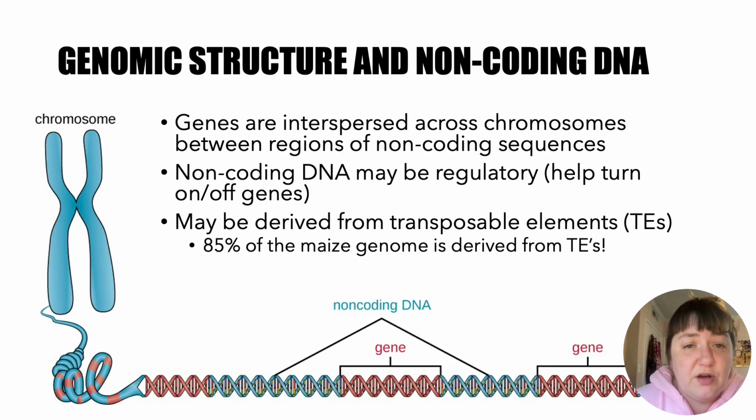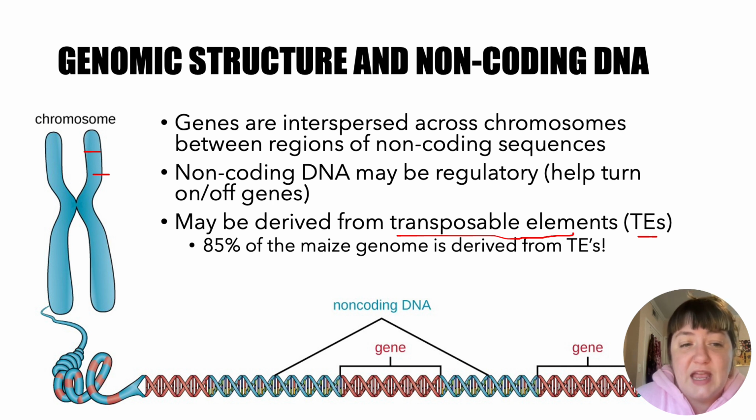There's also non-coding DNA in the genome overall. On a chromosome, genes are interspersed in different locations across the chromosome, and in between you'll find regions of non-coding sequences. Sometimes this is called junk DNA, but it does serve some purposes. It can be structural and maybe regulatory. It could help turn genes on and off. A lot of the non-coding DNA is derived from transposable elements, or TEs, and these are basically like remnants of viruses.